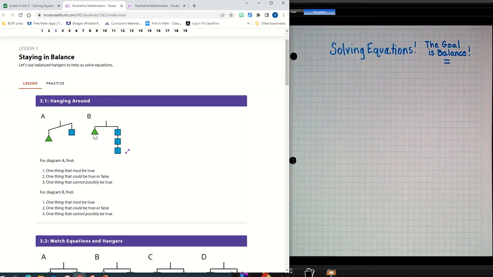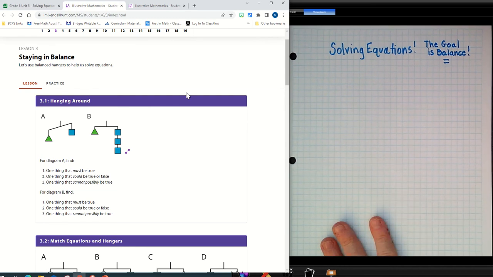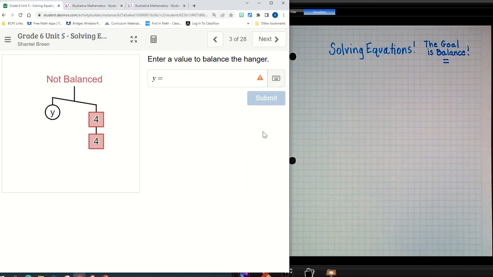But when we look at B, we see that triangle has to be equal to 3 squares because the scale is balanced. And we plugged in a few different numbers for these equations, and we said triangle could be 30 and each square could be 10, and triangle could be 9 and each square could be 3. The point is we're dividing by 3, so whatever triangle is divided by 3 would be each square. So we're going to take a look today at solving some equations.